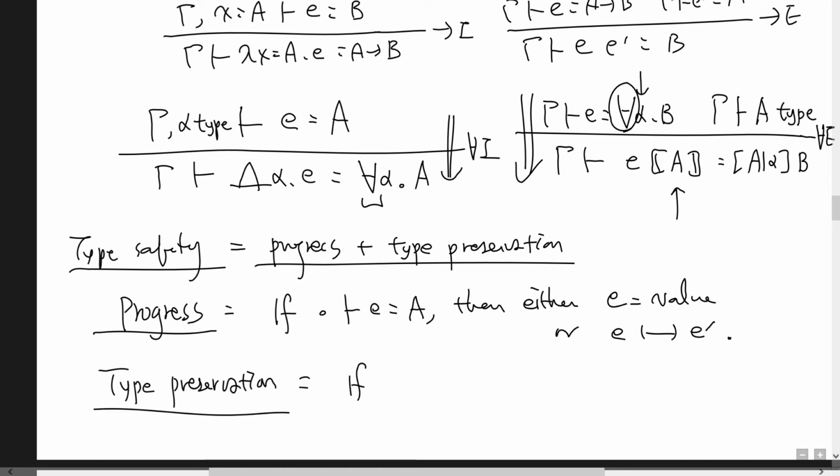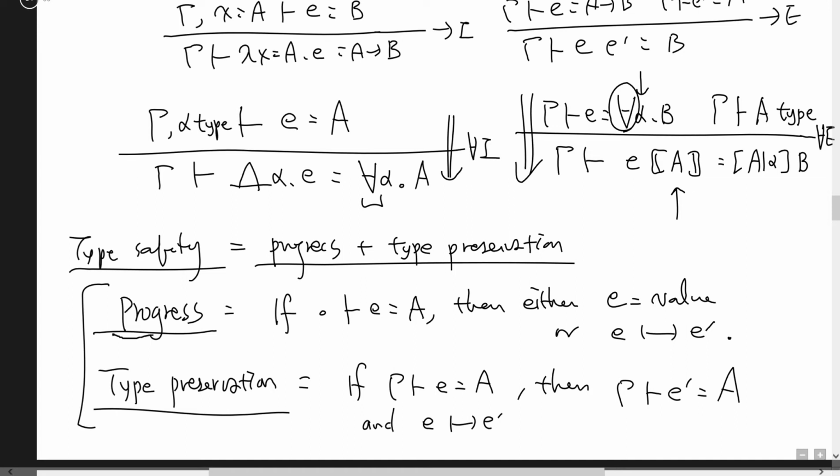And type preservation. If we have this well-typed expression E, and suppose that we know that expression E reduces to E prime, then type preservation guarantees that expression E prime has the same type A. So the statements of progress and type preservation are precisely the same as in simply typed lambda calculus. We are not going to give all the details of the proof, but I'd like to give the gist of these proofs, which actually consists in the formulation of three substitution lemmas.